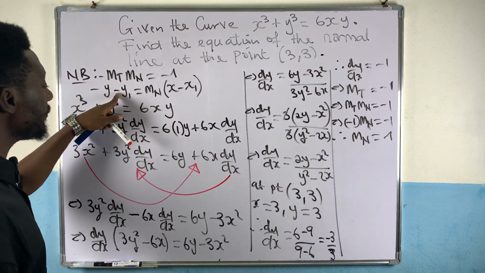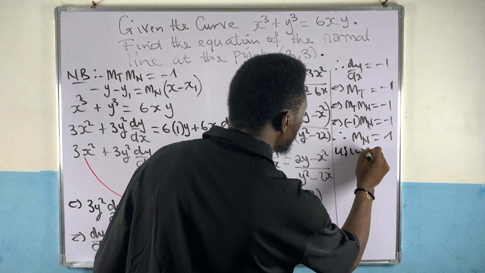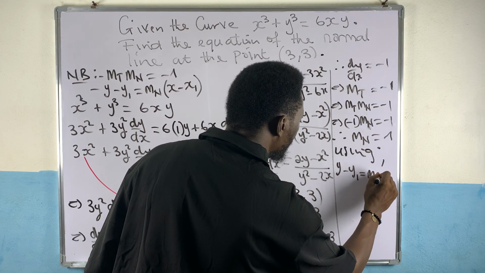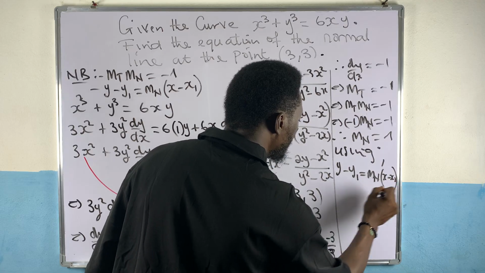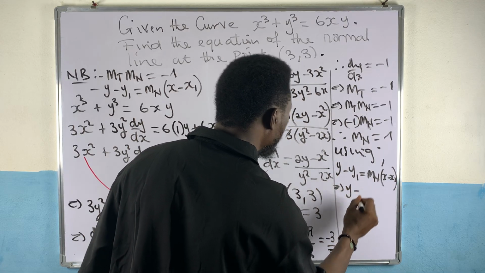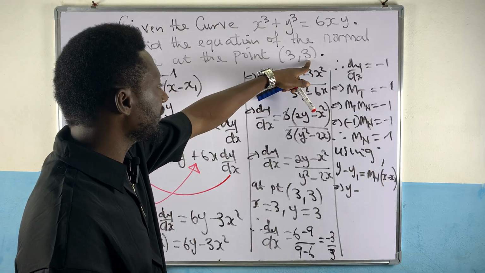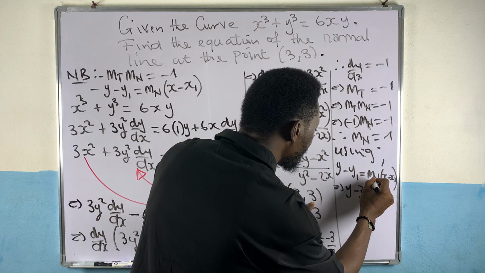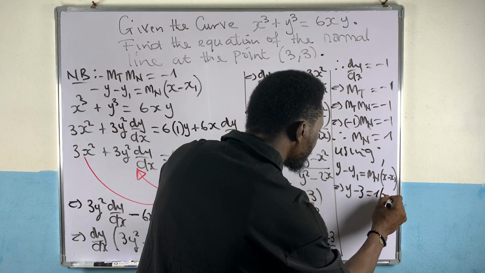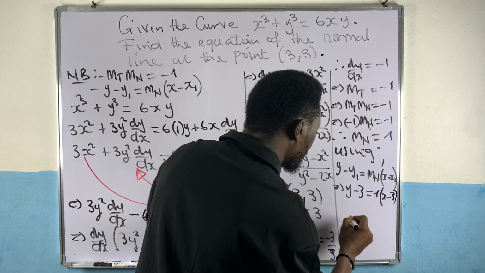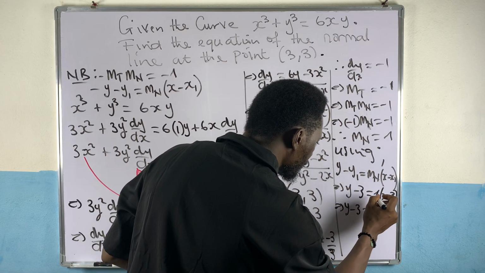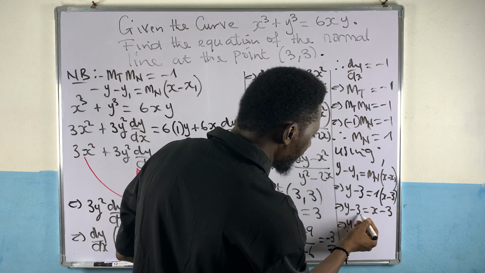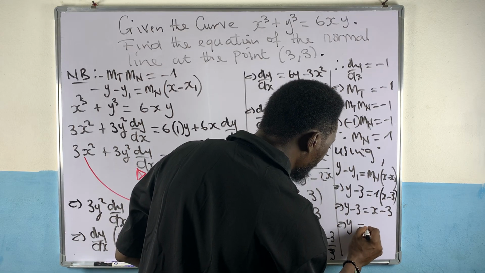So I will use this relationship now: y minus y1 equal to gradient of the normal into (x minus x1). What will I have? I'll have y minus my y1, the point is given, so you see that y is 3. y minus 3, the gradient of the normal is 1, into (x minus 3). So y minus 3 equals 1 multiplied by (x minus 3). So this implies, if you add 3 on both sides, you see that y will be equal to x.